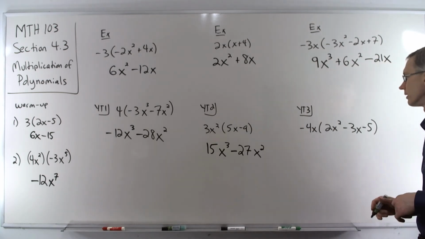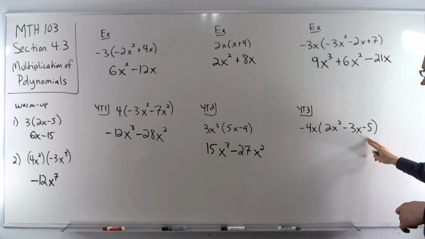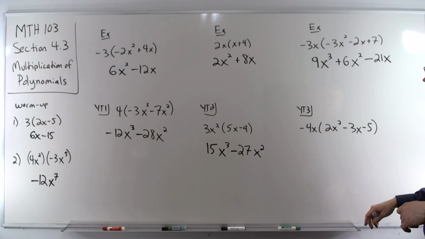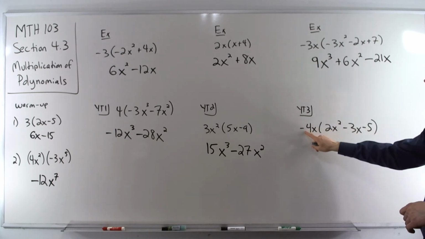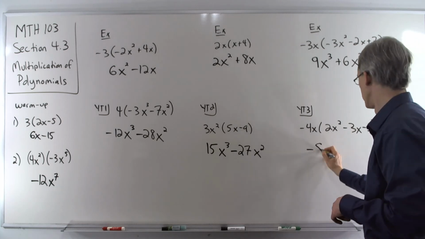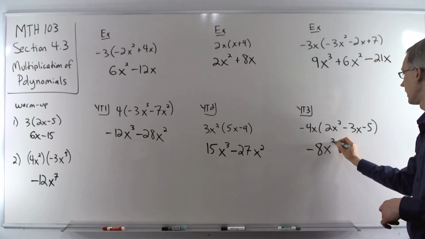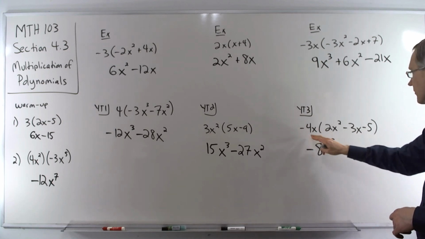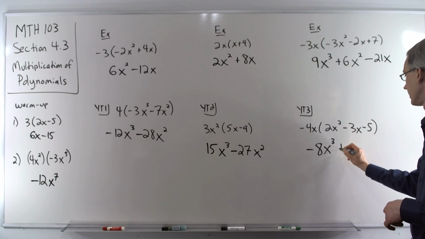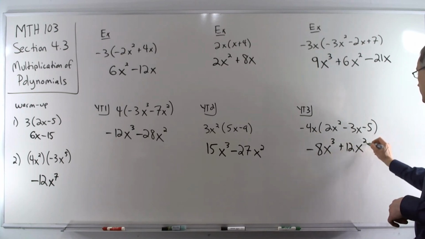Your turn, number 3. Now we're going to distribute negative 4x into this polynomial. So that'll change the sign on all these. This one's going to turn from positive to negative. Negative 4 times 2 is negative 8. X times x squared, x to the 3rd power. Distribute into the next term. Negative 4 times negative 3 is positive 12. X times x is x squared.